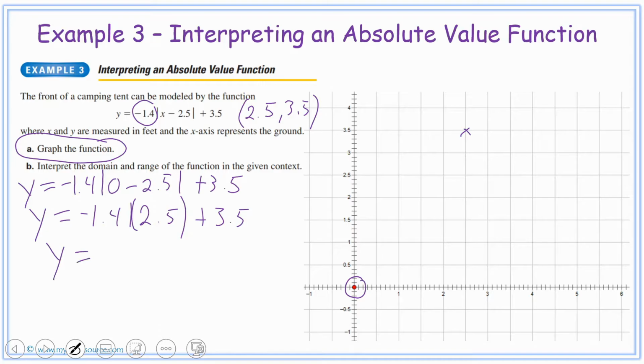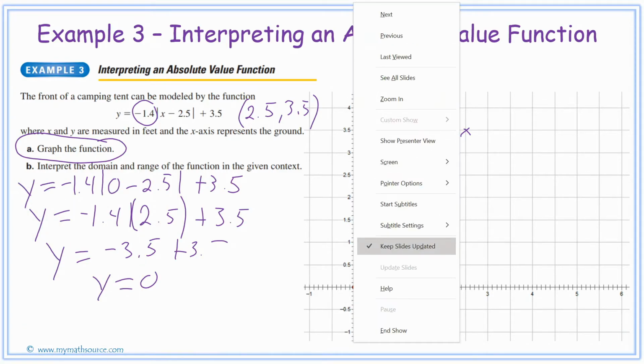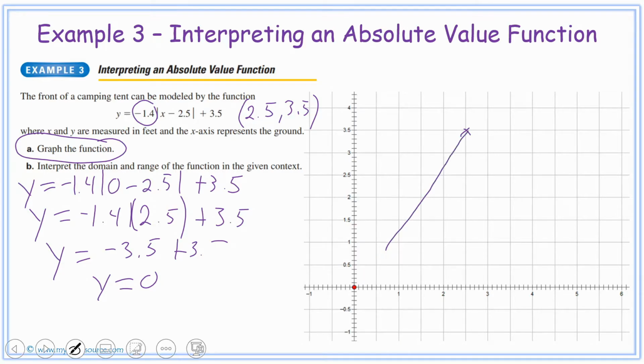All right, so we have y is equal to, and we can multiply that out. We have negative 1.4 times 2.5, and that actually gives you negative 3.5 plus 3.5, and so y would be equal to 0. So at x equals 0, y equals 0, that's actually the point. And so we could just erase the circle, and we can just now connect the two because we know that they're going to touch. So that's our first one.